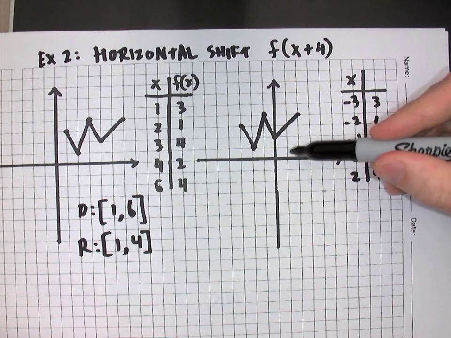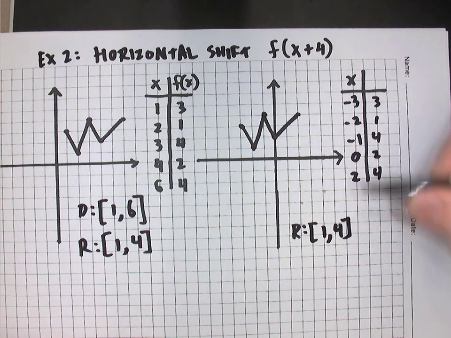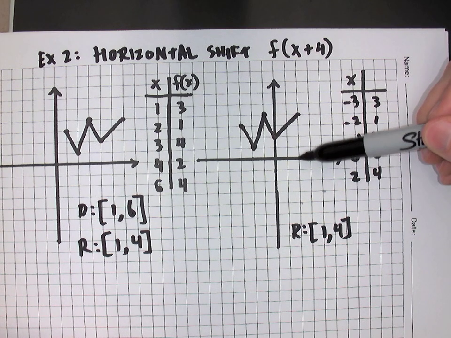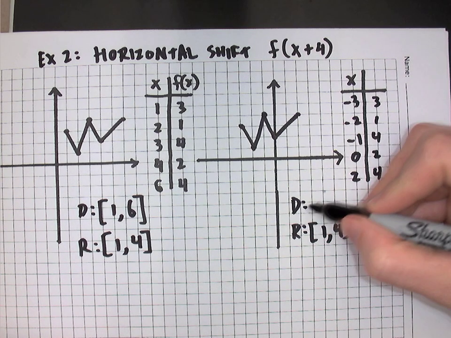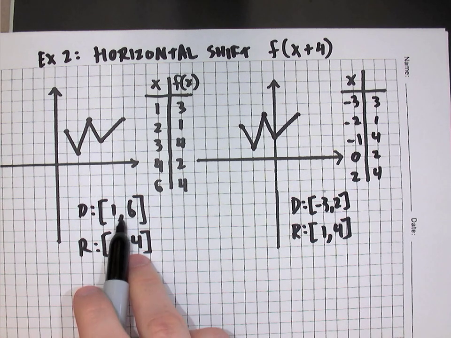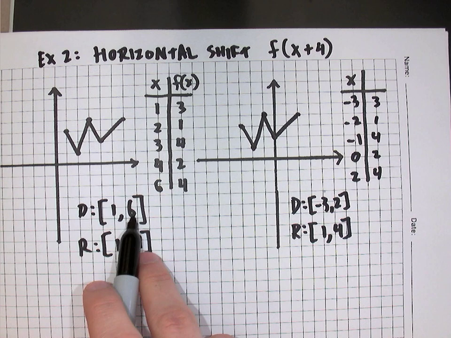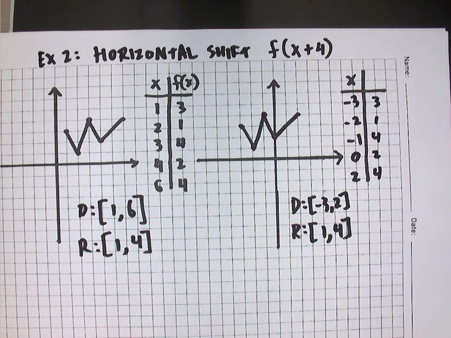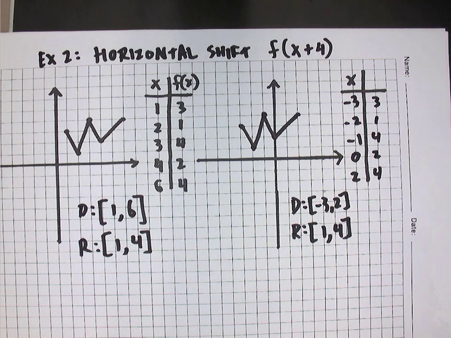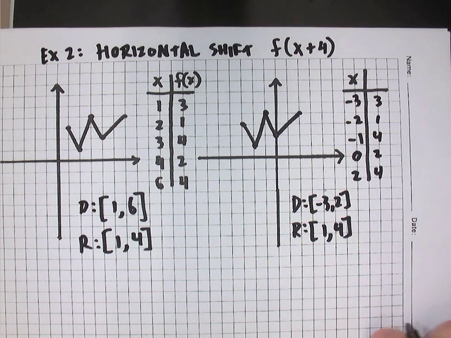While the range hasn't changed at all in my transform function, I have a new domain. My new domain goes from x equals negative 3 to x equals positive 2. And you can see that that's exactly 4 lower than my initial domain, 1 to 6. Take away 4 from 1, take away 4 from 6, and you're looking at a new domain. Because this only affected the inputs, so we only affected the domains. If you wanted to shift the function to the right, you would just use a minus instead of a plus.